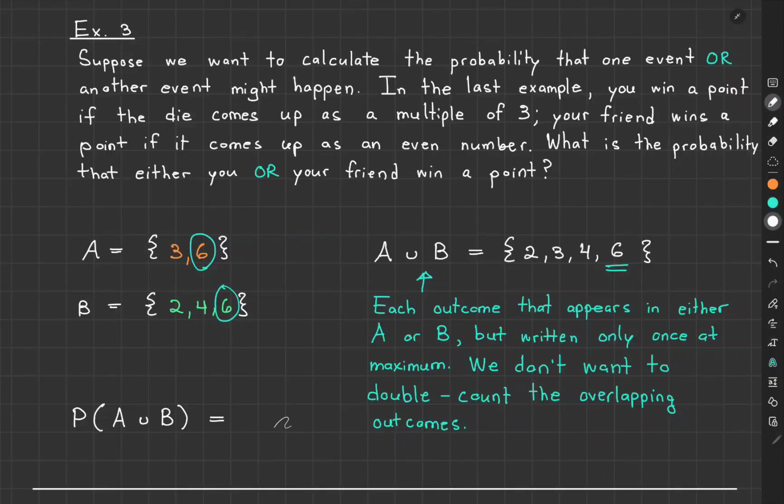So in this case, there are 4 possible outcomes which would allow either A or B to win out of 6 total outcomes. Okay, so 4 out of 6, this reduces to 2 out of 3. So that's my probability that either you or your friend is going to win a point.